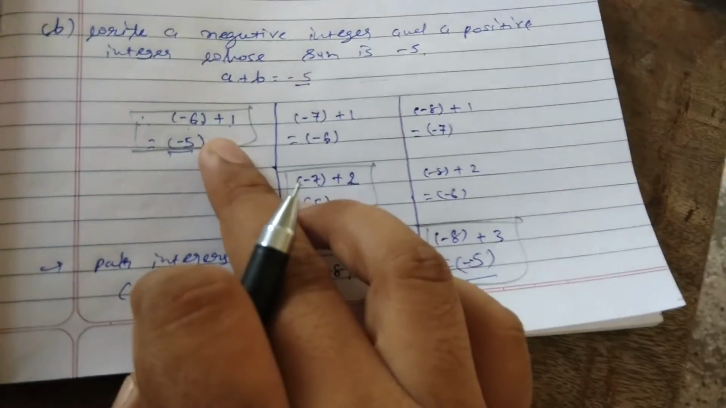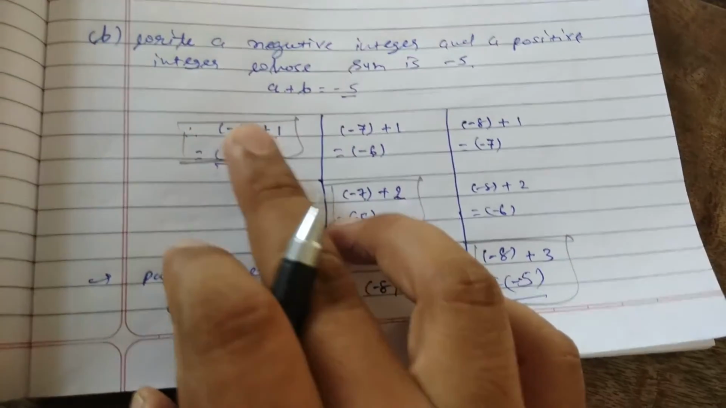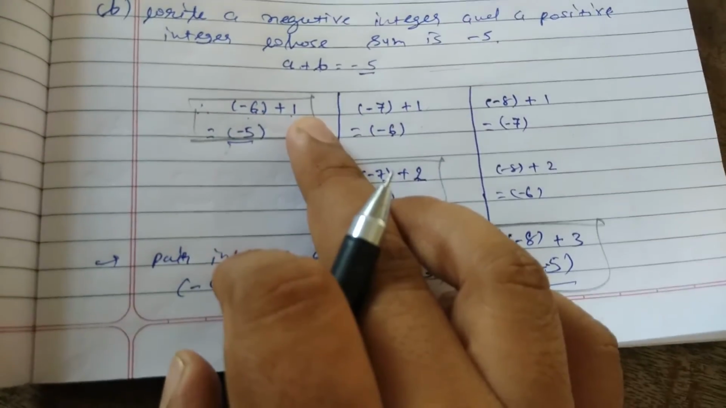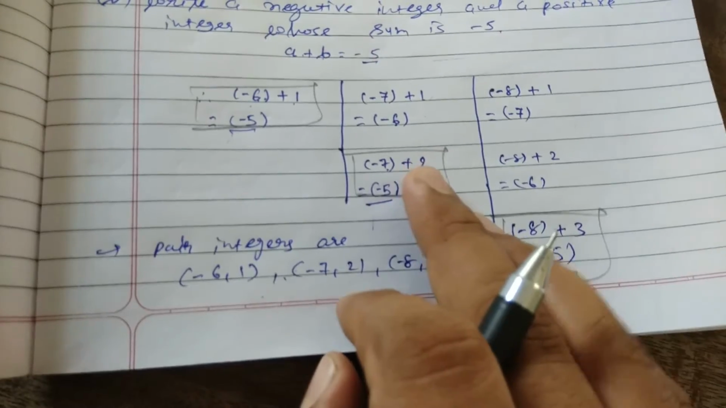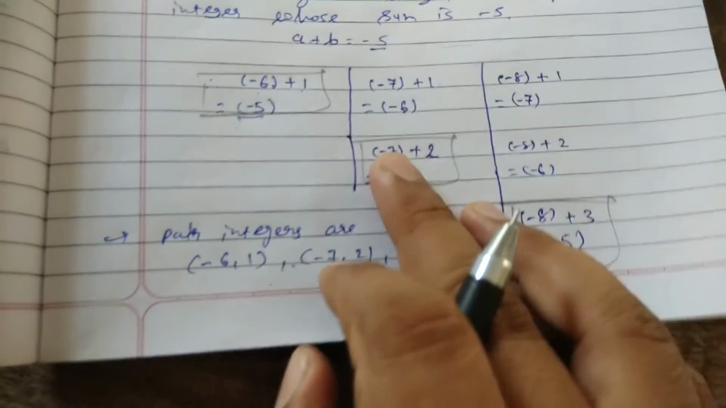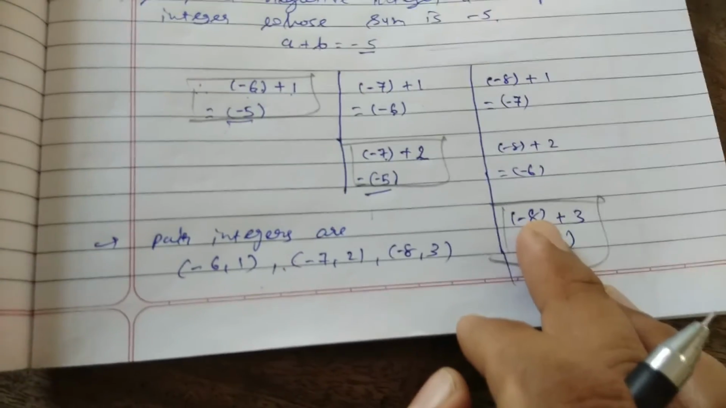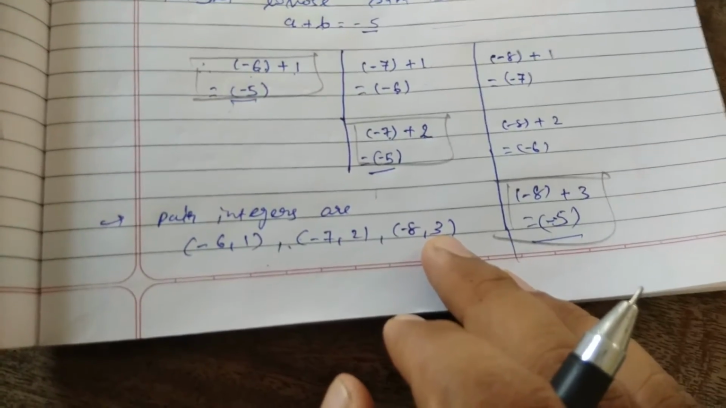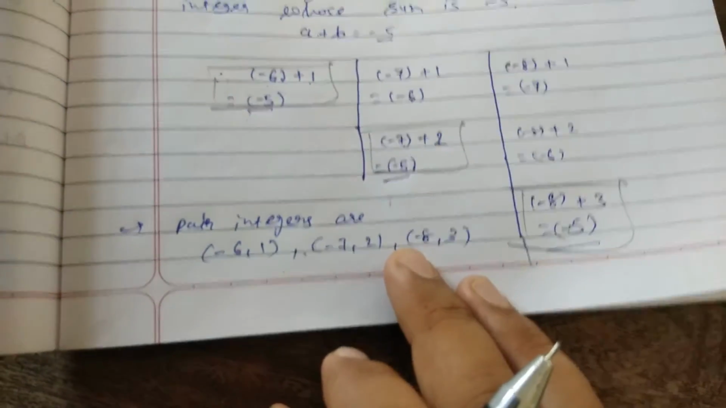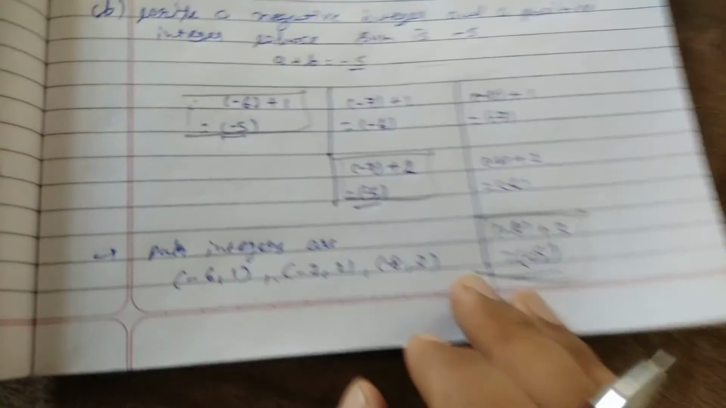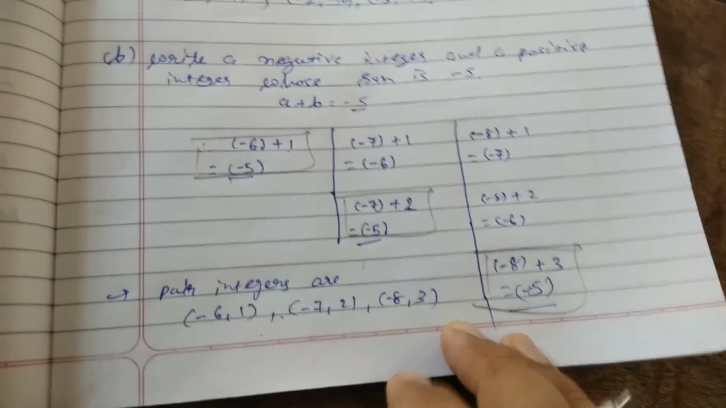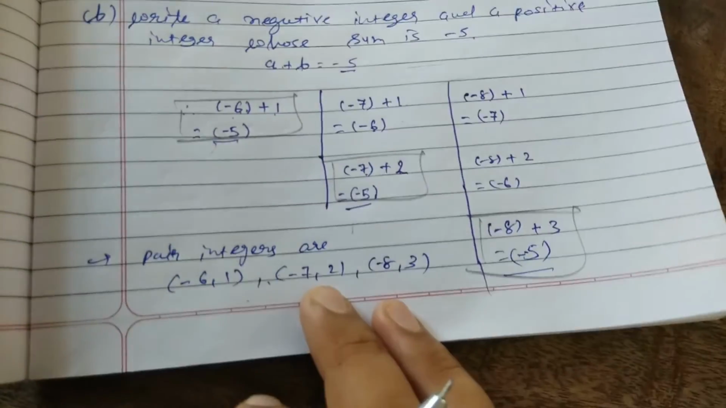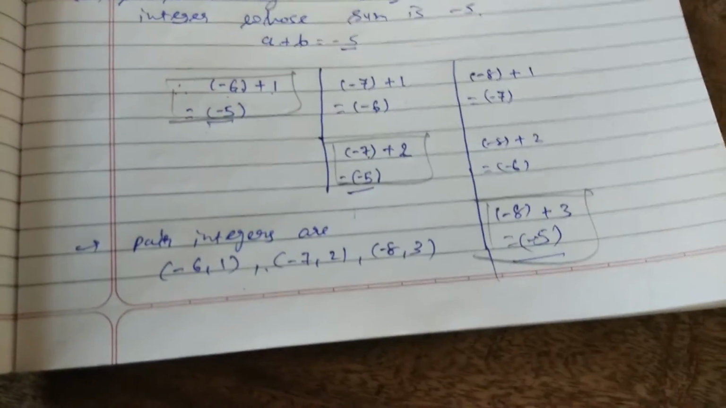So here in this case we are finding the addition of one negative and one positive integer, -5. So pair of integers are -6, 1. Here in -7 plus 2 we are getting -5. So pair of integers are -7, 2, and here -8 plus 3 we are getting -5. So pair of integers are -8, 3. So the pair of integers, one negative and one positive, when we add them, sum should be -5 are -6, 1, -7, 2, and -8, 3.